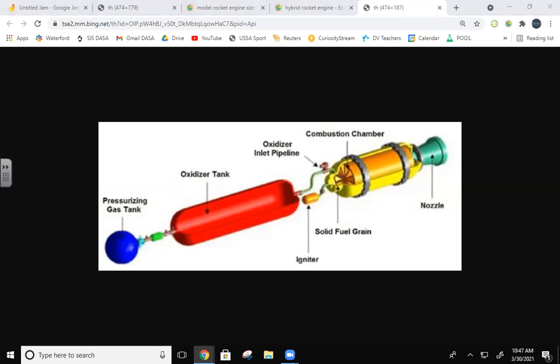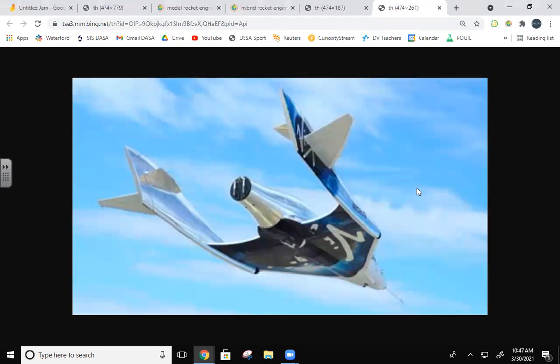The only major hybrid rocket engine that I know of is on the Virgin Galactic Spaceship 2. And this is what it looks like right here. So this is a hybrid rocket engine on a space tourism space plane.